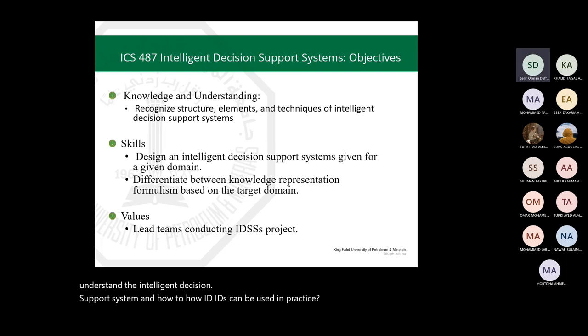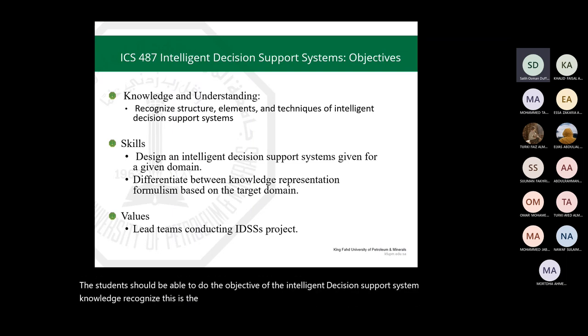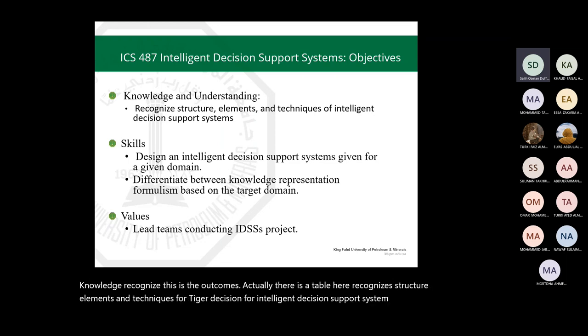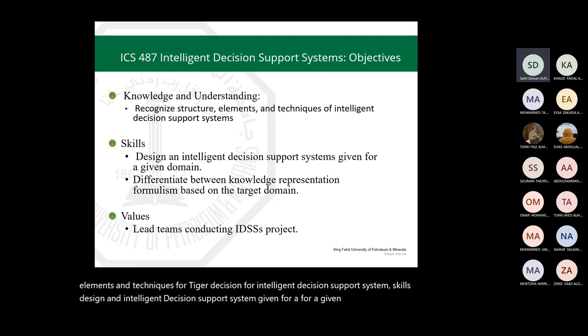The student should be able to do the following. These are the outcomes, actually; there is a typo here. Knowledge: recognize the structure, elements, and techniques for intelligent decision support systems. Skills: design an intelligent decision support system for a given domain, and differentiate between knowledge representation formalisms based on the target domain. Values: lead teams conducting an IDSS project.